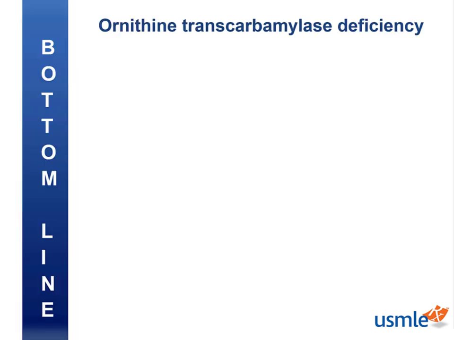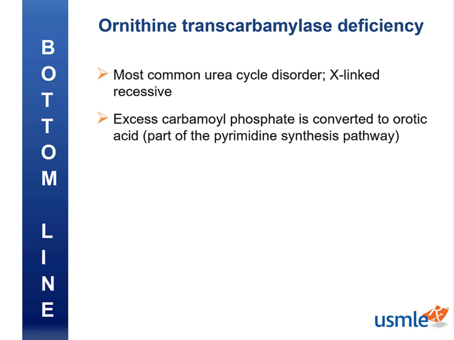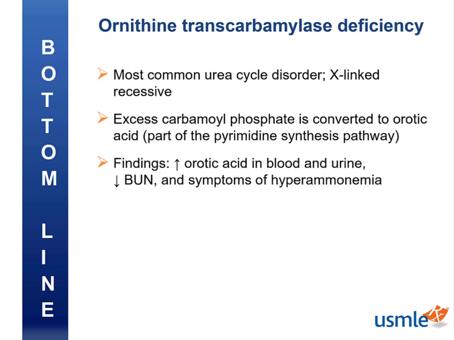So, what's the bottom line? Ornithine transcarbamylase deficiency is the most common urea cycle disorder and is X-linked recessive. It results in excess carbamoyl phosphate getting converted to orotic acid as part of the pyrimidine synthesis pathway. And findings would include increased orotic acid in the blood and urine, decreased BUN, and symptoms of hyperammonemia.